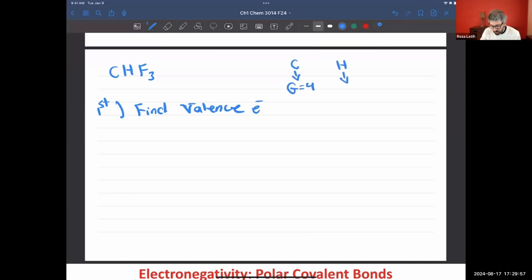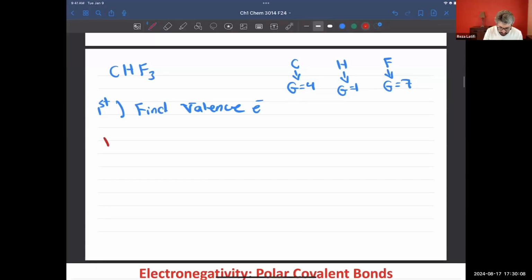Hydrogen, group 1, or first column. Fluorine is a group 7. That means it has 7 valence electrons. So what you're going to do, you're going to say, I see 1 carbon, 1 hydrogen, I see 3 fluorines, and then say this, minus charge. Okay. Where is the charge? The charge is supposed to be here.